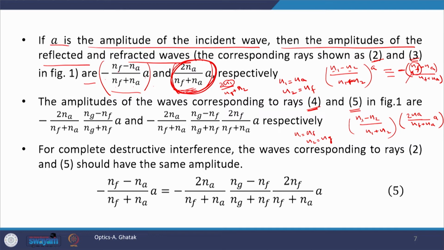Now, you see that in place of N1 we will write NF, in place of N2 we will write Ng, okay, NF, Ng. But since Ng is larger than NF, we will take the minus sign outside the bracket, this term would be plus, this term would be minus. And effectively, we will have (Ng minus NF) upon (Ng plus NF) into twice of Na, NF plus Na into A, which is what is written here.